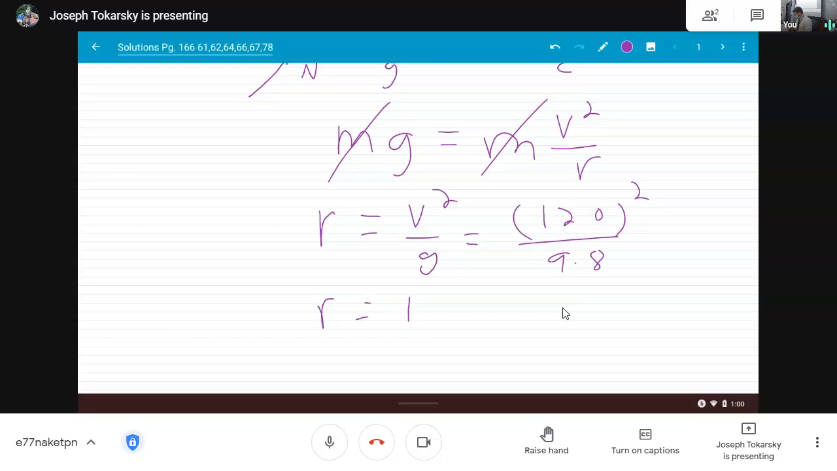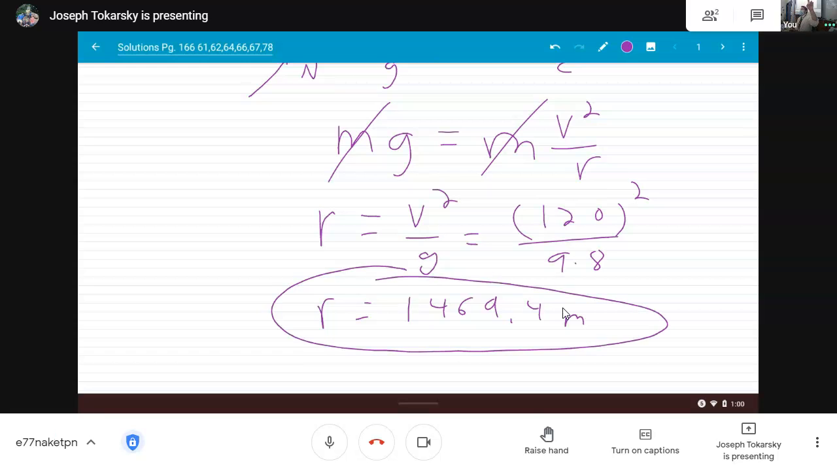We get a little bit under 1,500, 1,469.4 meters since this radius. Large number, but this is a plane going through a big vertical loop, so it's going to be a large number. We okay on that one? Okay, and finally, the last one, which is the only one that does anything with the bottom of the circle part.